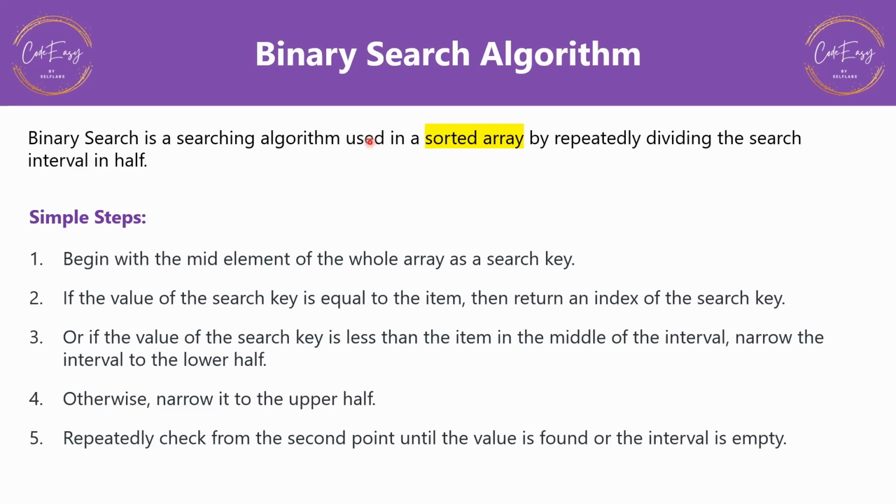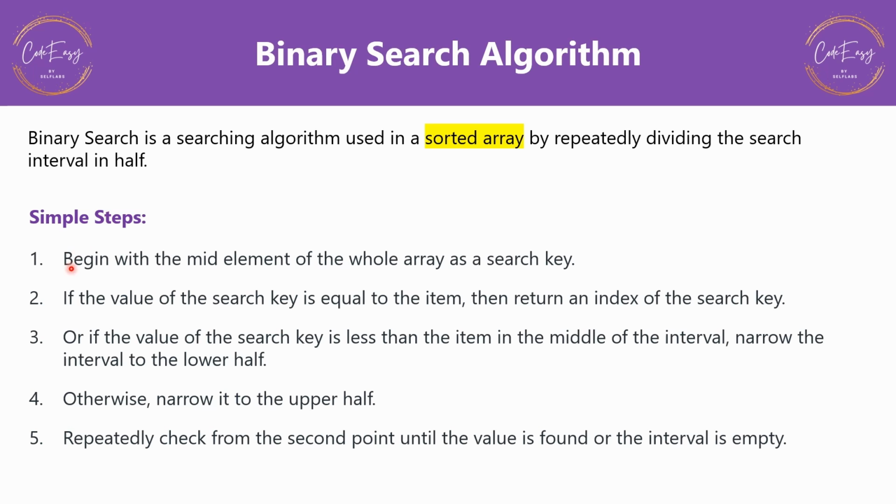Alright, so let's understand what binary search is in theoretical terms. So binary search is a searching algorithm used in a sorted array by repeatedly dividing the search interval in half. So if you don't understand, it's okay. Let's understand in simple steps. So what do you have to do? Let's say you are given an array which is sorted and have been asked to find a number.